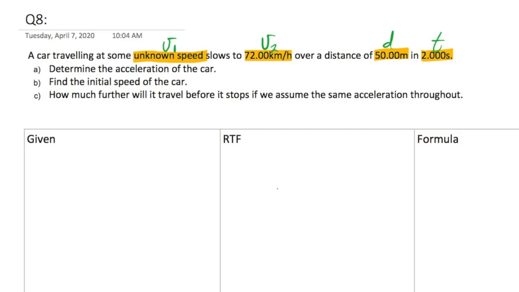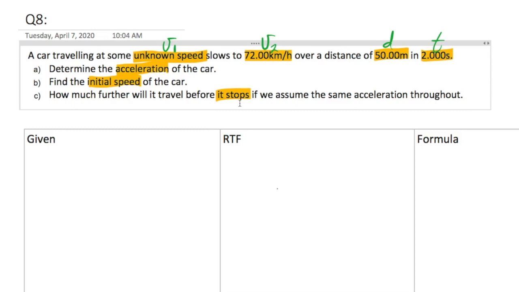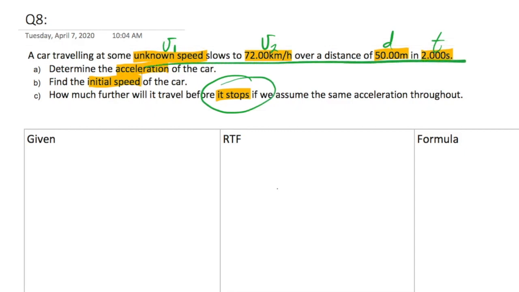So it's asking us in part A to find the acceleration of the car, and in part B, the initial speed of the car. So far, it only looks like there's one section, but this is where things switch up a little bit. It's in part C. How much further will the car travel before it stops? Now what we've got going on here is something outside of this little range of 50 meters and 2 seconds that we started off with. This event happens after all of this.